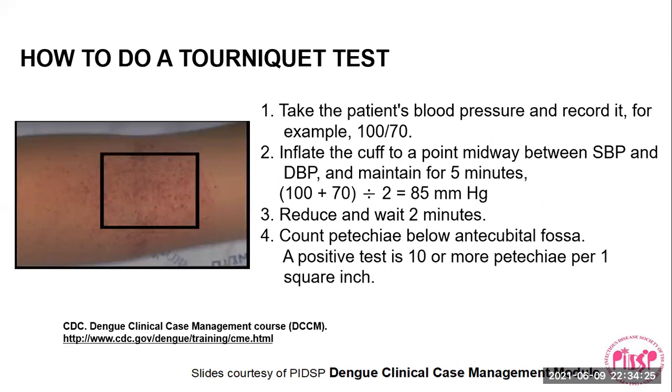So how do we do our tourniquet test? We take the patient's blood pressure and record it, and then inflate the cuff midway between the systolic blood pressure and the diastolic blood pressure, and maintain it at that pressure for 5 minutes. And then reduce the cuff and wait for 2 minutes for the petechiae to appear below the antecubital fossa. So a positive test is 10 or more petechiae per 1 square inch.